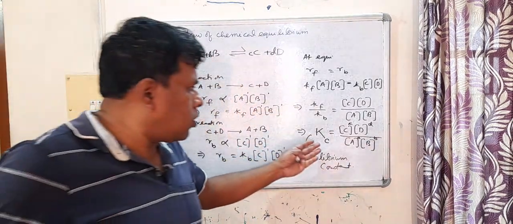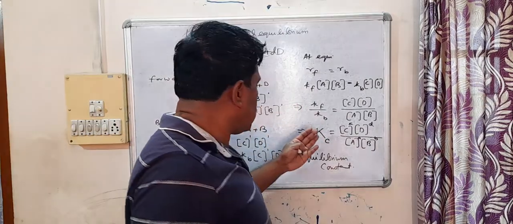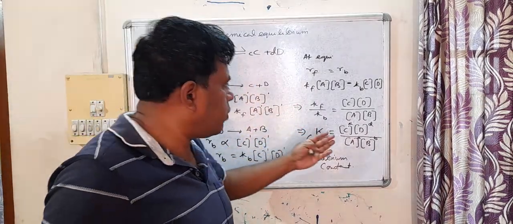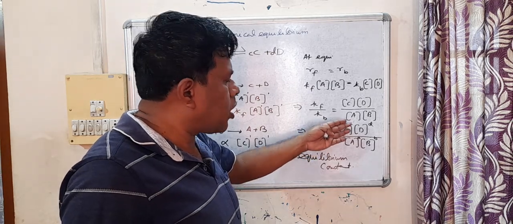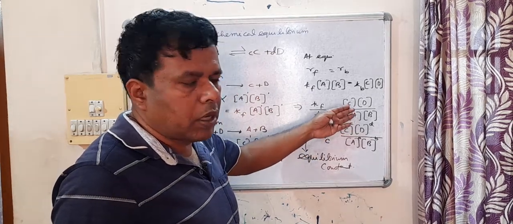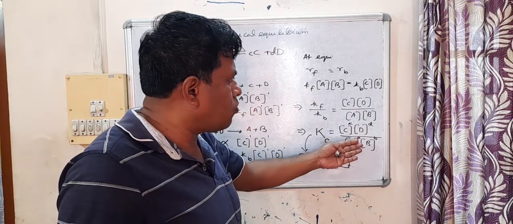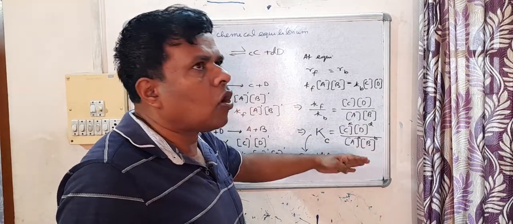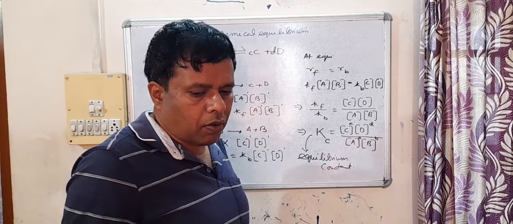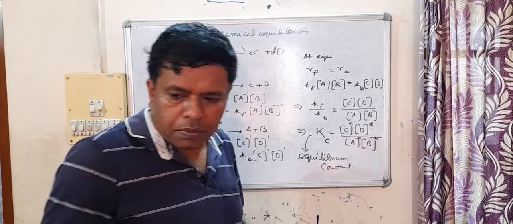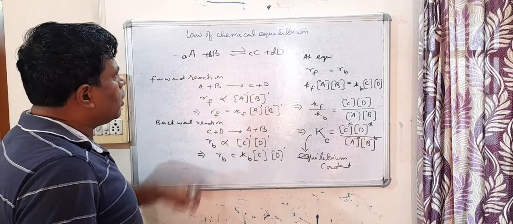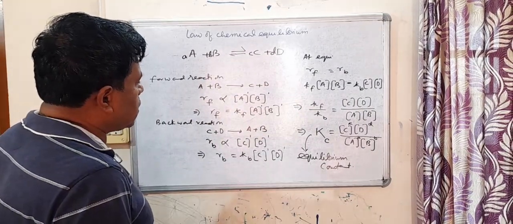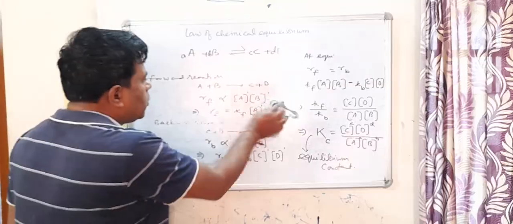So what is the equilibrium constant? It is the ratio of the product of molar concentrations of products raised to appropriate power divided by the product of molar concentrations of reactants also raised to the appropriate power. So let me take some examples to illustrate the law of equilibrium.